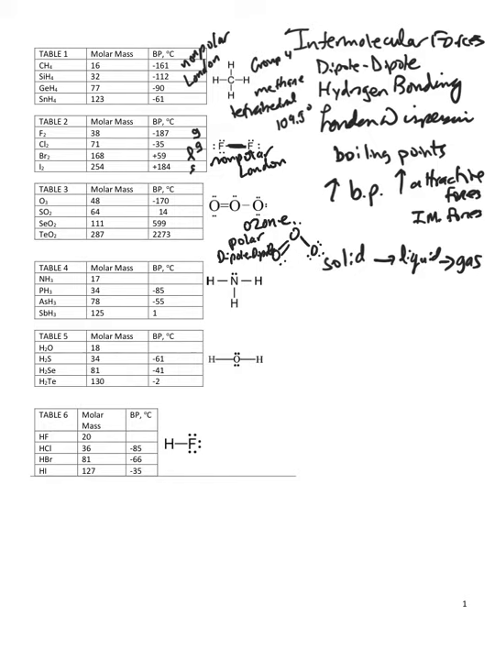So look at SO2, for example, and Cl2. SO2 has a molar mass of 64, boiling point of minus 10. Cl2, molar mass of 71, slightly higher, and boiling point minus 35. And so being polar enhances those attractive forces, those intermolecular forces, and causes the boiling point to be much higher.